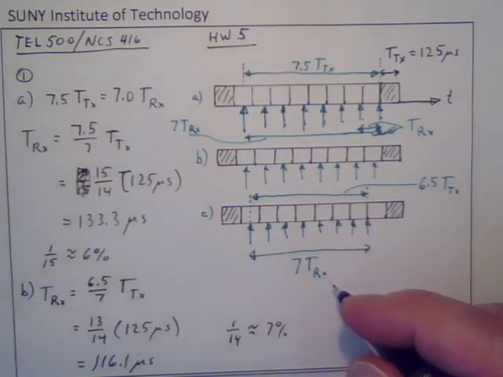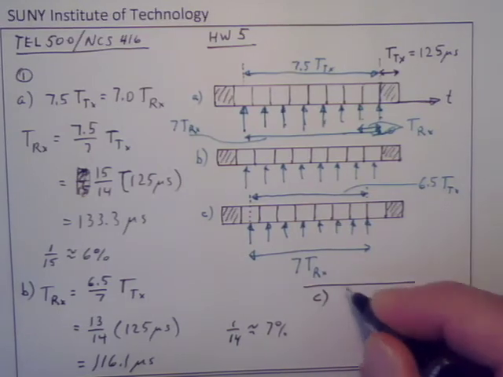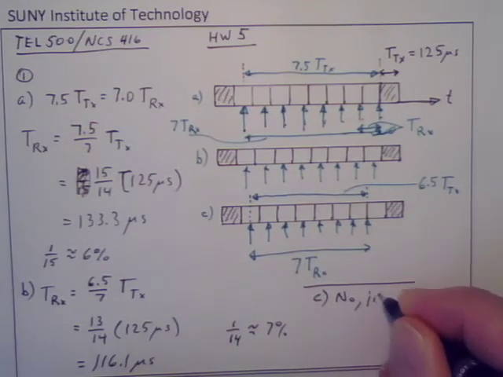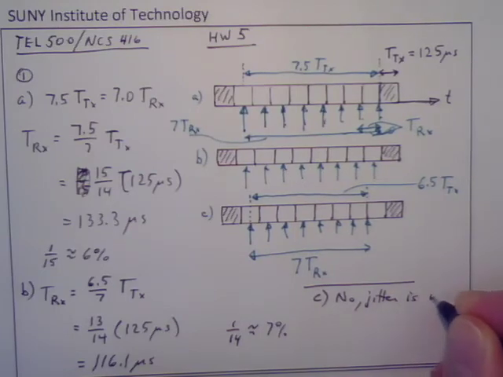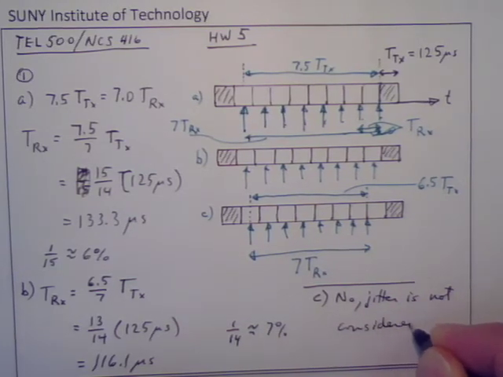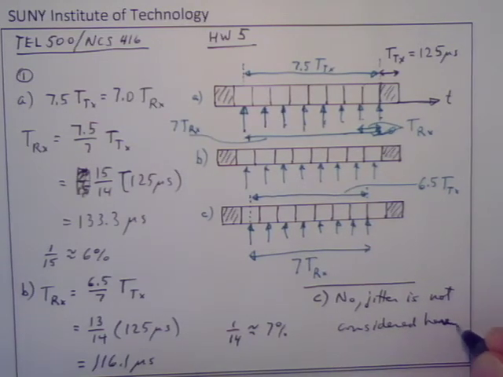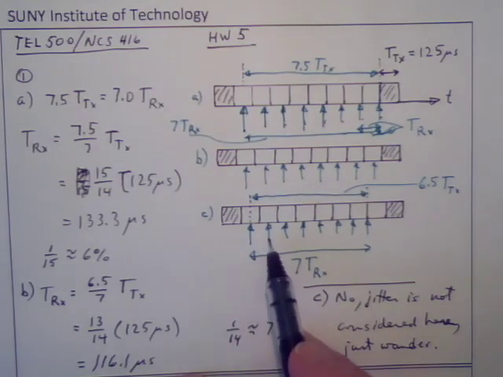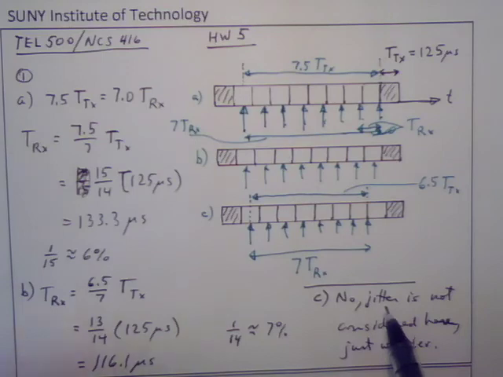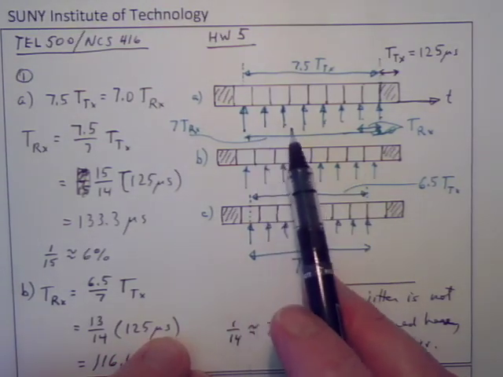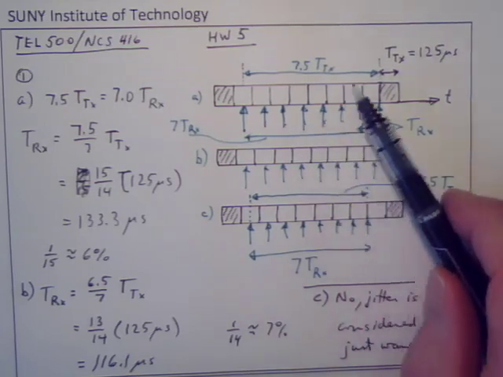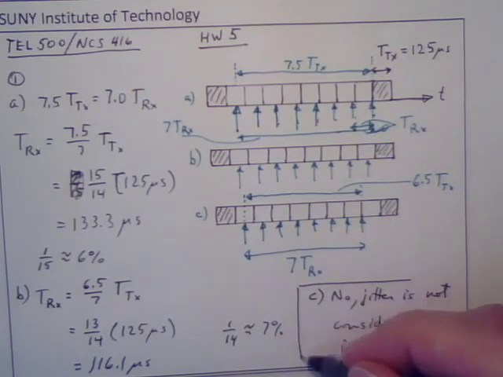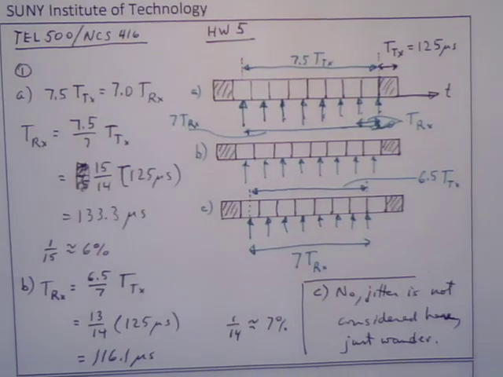Okay. For part C, it asks you, does this problem consider the effects of clock jitter? Explain. And the answer is no, jitter is not considered here. Just wander. You can see that in this example, the bit periods are all assumed to be exactly equal in time for either the transmitter or the receiver. We're not considering the effects of jitter here. So, hope that helps on problem number 1. Thanks.